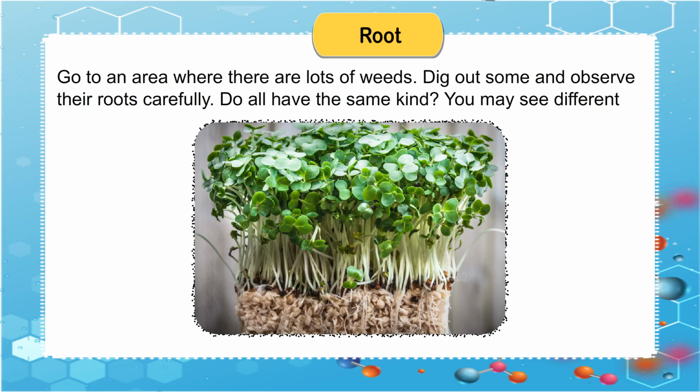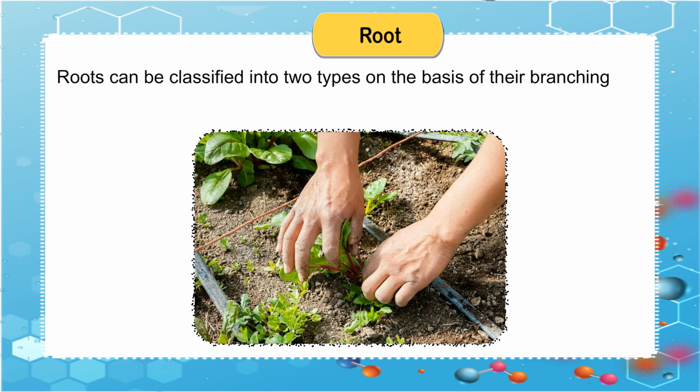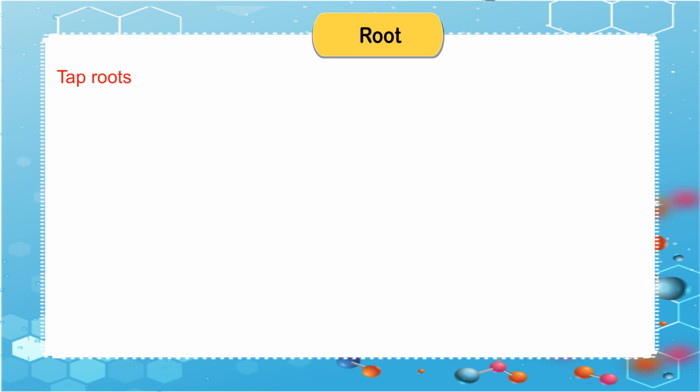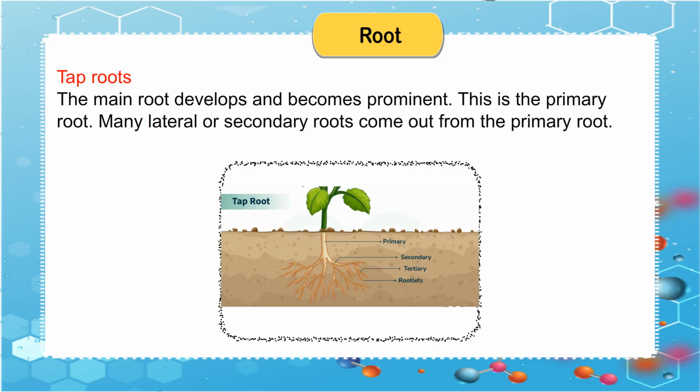Fibrous roots. There is no main root. A bunch of roots develop and spread out into the soil of the plant and are called fibrous roots. For example, marigold and grassy plants such as rice and wheat have fibrous roots. Adventitious roots. These look like fibrous roots but they arise from other parts of plants like stem or leaves.